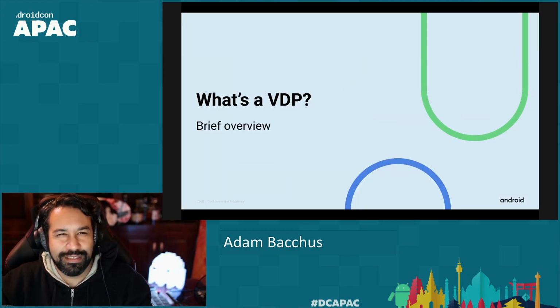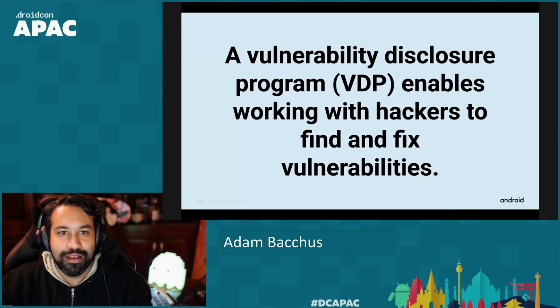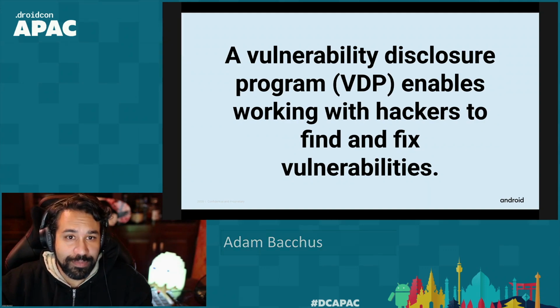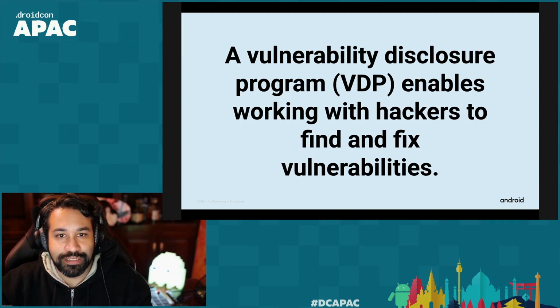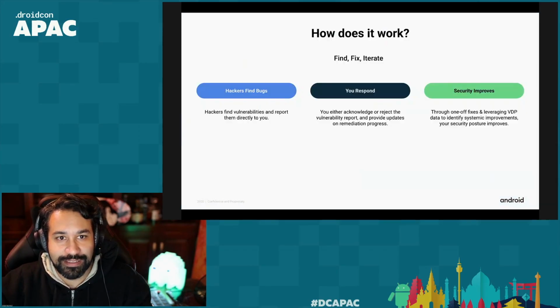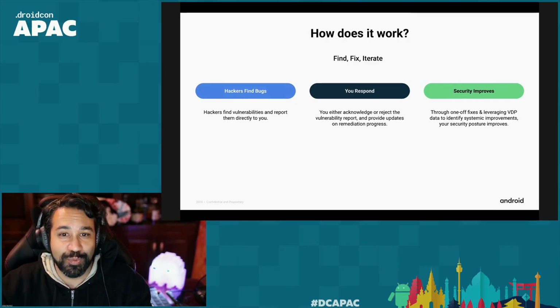So what is a VDP? A vulnerability disclosure program, or VDP for short, enables your organization to work with hackers to uncover and fix vulnerabilities in your assets. At the most basic level, a VDP lets you work with hackers that find vulnerabilities and report them directly to you. You respond and say, yep, this is a real vulnerability, we'll look into that, or no, sorry, this is a false positive and here's why.